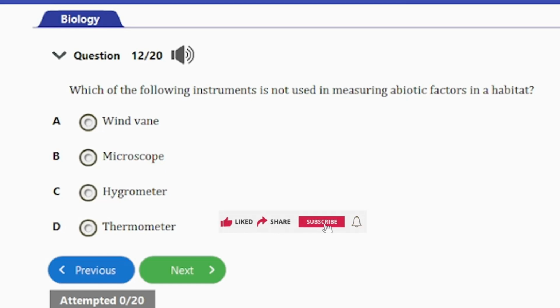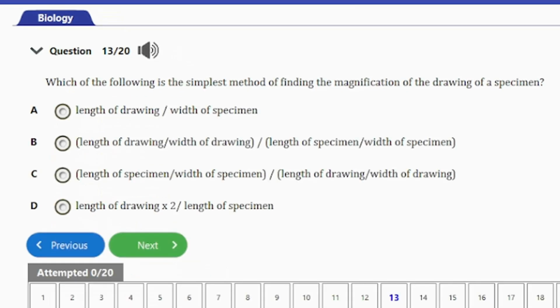A microscope is actually an instrument that is used to magnify and see organisms that we may not be able to see with our naked eyes. So the microscope is a magnifying instrument and not an instrument for measuring abiotic factors. So that's it for that question. Let's consider the next question.